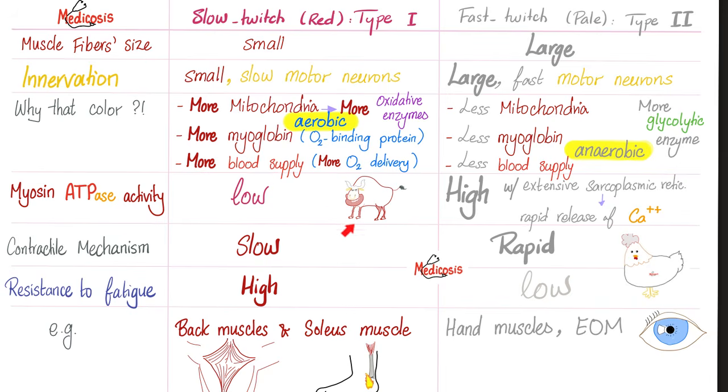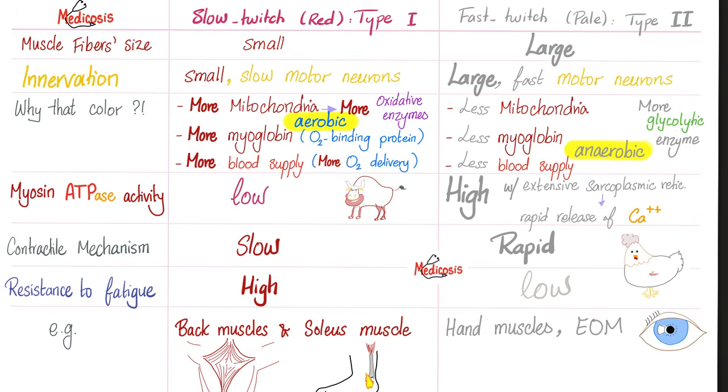Muscle fiber size: small, large. Innervation: small fibers by small, slow nerves, large fibers by large motor neurons. Why are red muscles red? More mitochondria, they are red. More myoglobin, that's red. More blood supply.